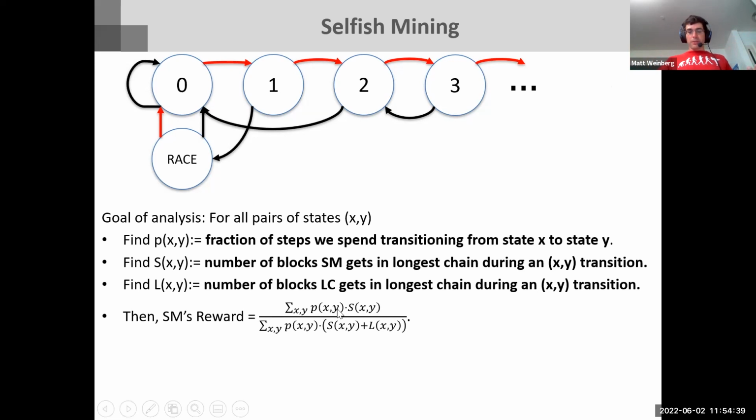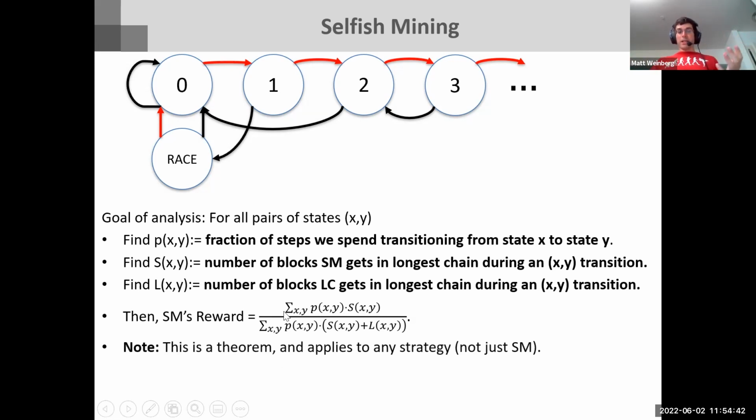So let me just quickly walk through. Let me be clear: this is a theorem I'm stating, and it applies to any strategy. This is why you can just modify these numbers. If you can compute these numbers with Uncle Rewards, then you can compute selfish mining with Uncle Rewards. What's the numerator? It's the sum over every transition of the fraction of steps you spend taking that transition times the selfish blocks during that transition. The numerator is just, on average, during a state, how many blocks the selfish miner gets.